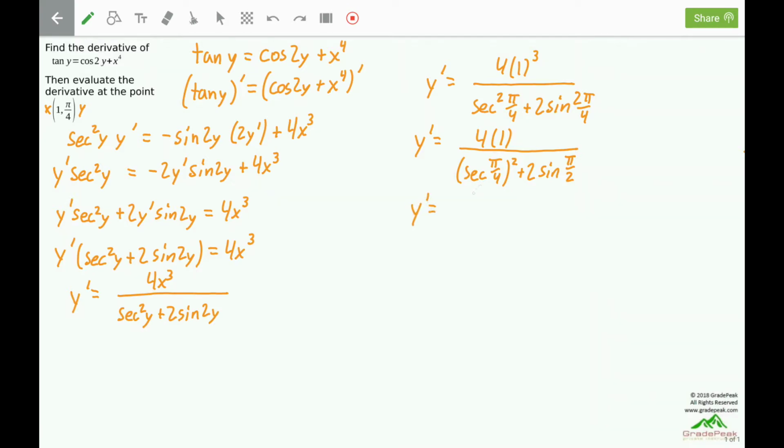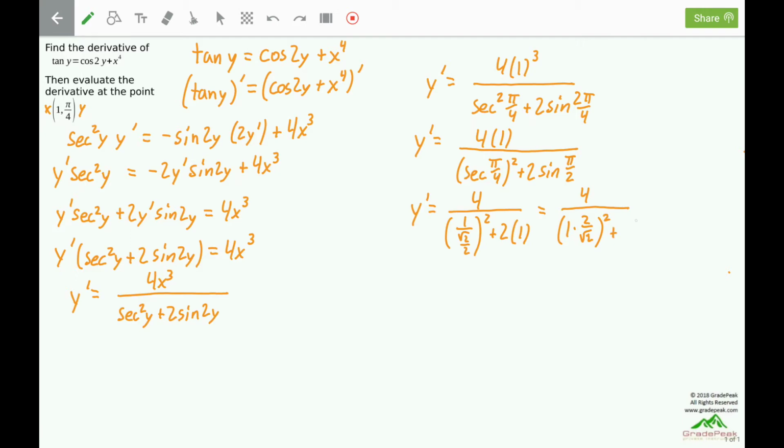So y prime equals 4 times 1, which is a 4, divided by the secant of pi over 4, which is 1 over the cosine of pi over 4. And the cosine of pi over 4 is root 2 over 2. We will have 1 over that, plus 2 times the sine of pi over 2, which is a 1. So we have 4 divided by 1 over root 2 over 2, which is the same as 1 times the reciprocal, which is 2 over root 2.